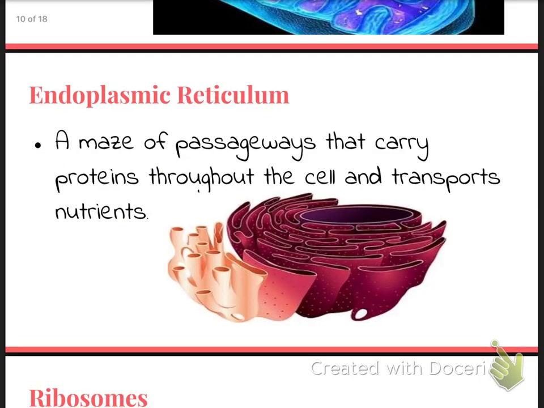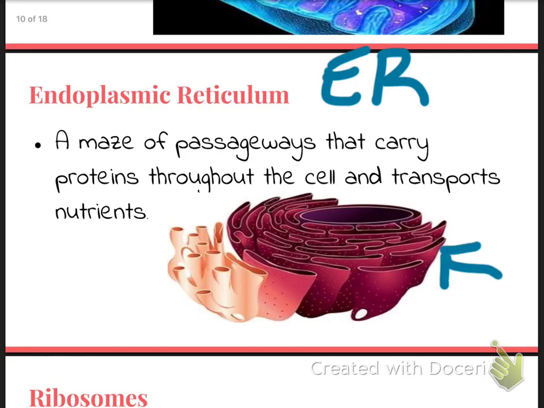The next organelle is the endoplasmic reticulum, which I frequently abbreviate as the ER. The endoplasmic reticulum is a maze of passageways, which you can see here. It looks like a big maze. And what these passageways do is they carry proteins throughout the cell, and they transport nutrients to the cell, okay?